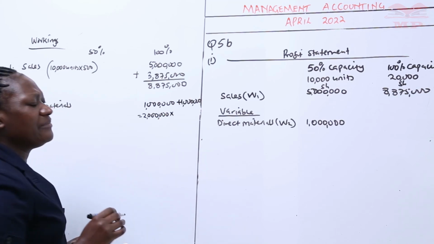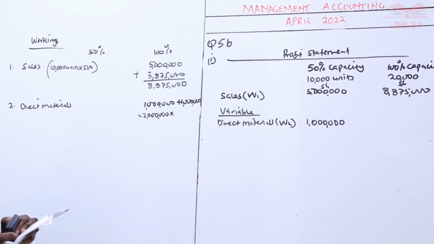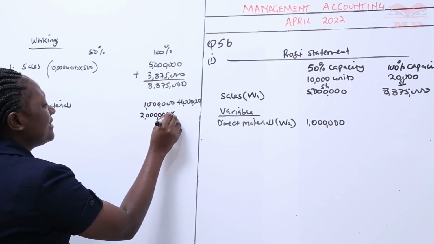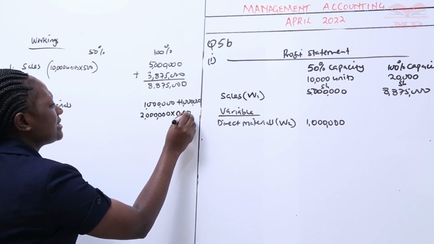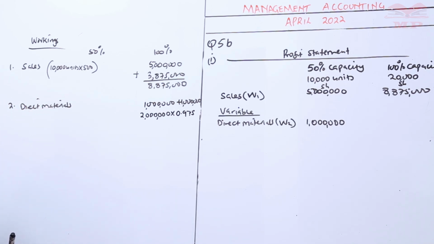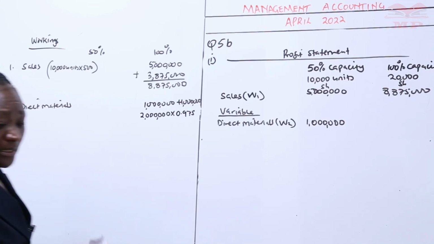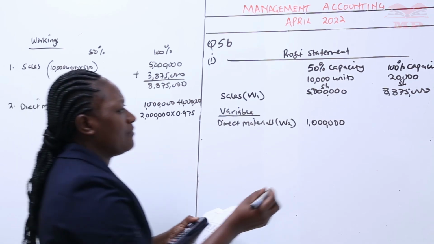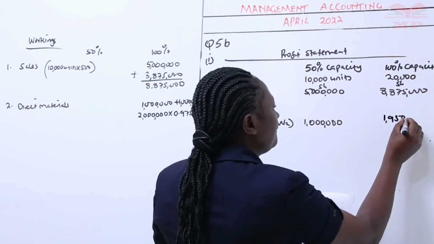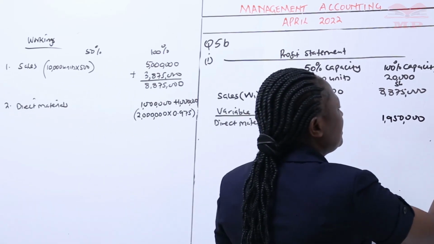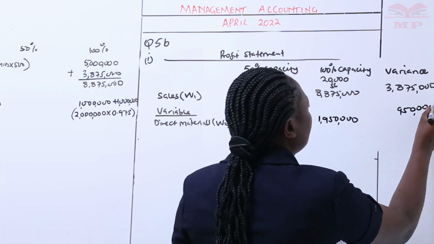But now these 2 million will be affected where the price will now reduce. So this will equal 2 million, and we multiply this by 0.975. That's 100 minus 2.5%. So the price will reduce by that. We will calculate that. The amount will be 1,950,000. So this will be the amount. Then we get the variance, which is 950,000.